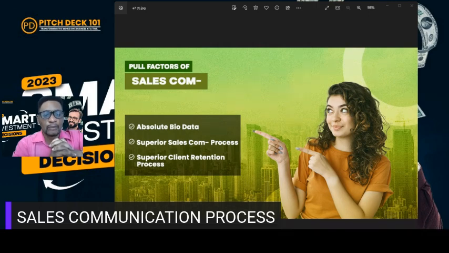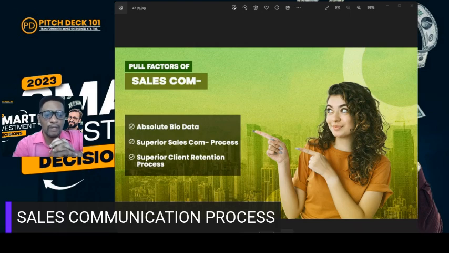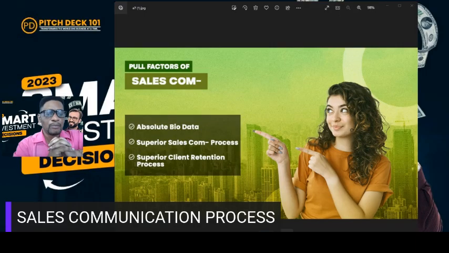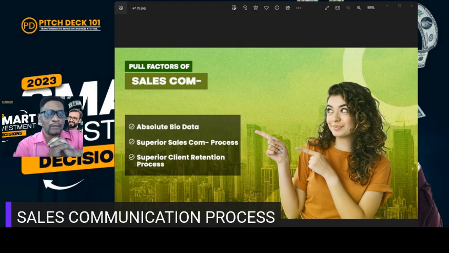Now, the first concept that is before you is identified as the absolute biodata. What is it that you deduce from this term, absolute biodata? Now, to be able to effectively deploy the pull factors of sales communication, this process is heavily dependent on biodata, and biodata of the client.